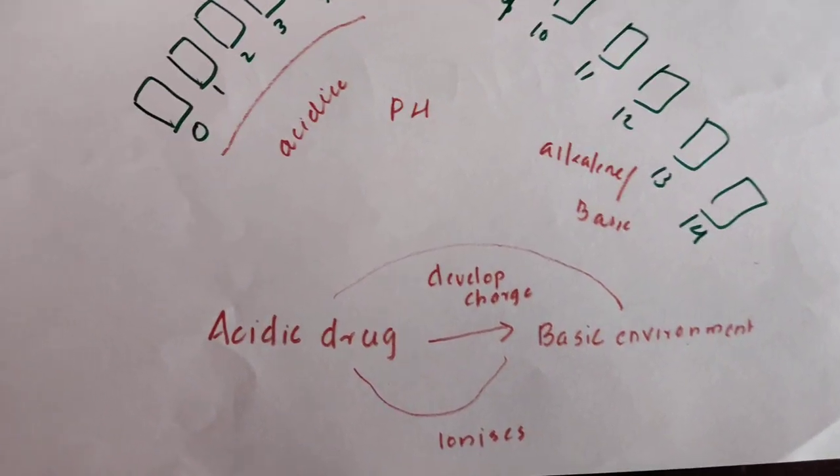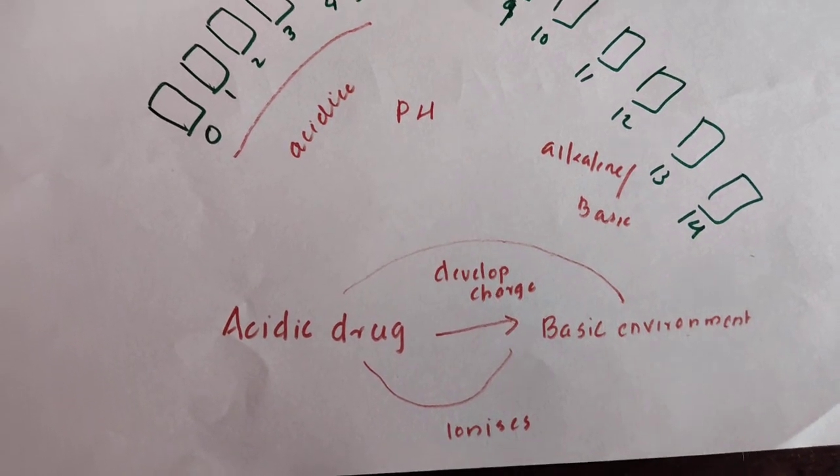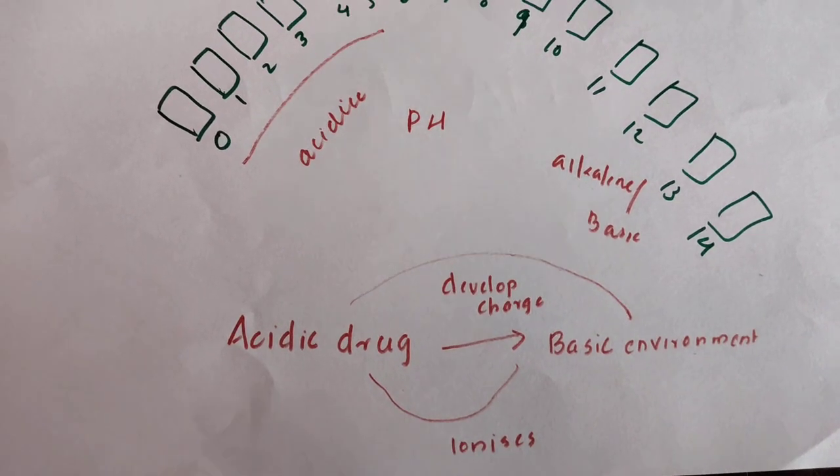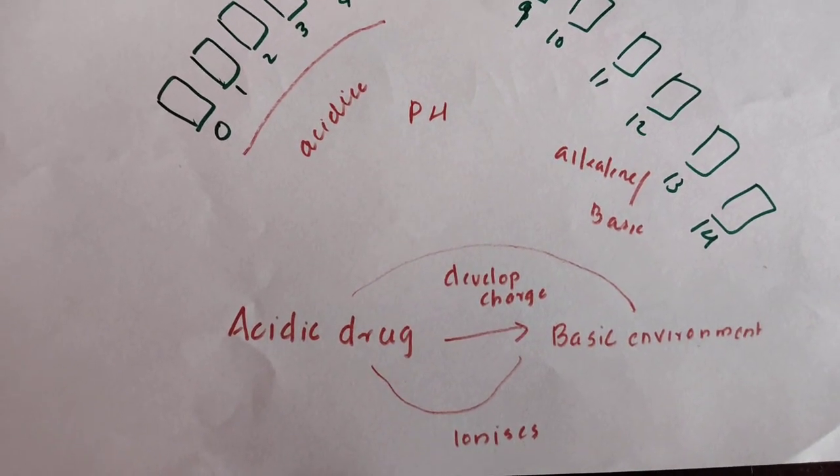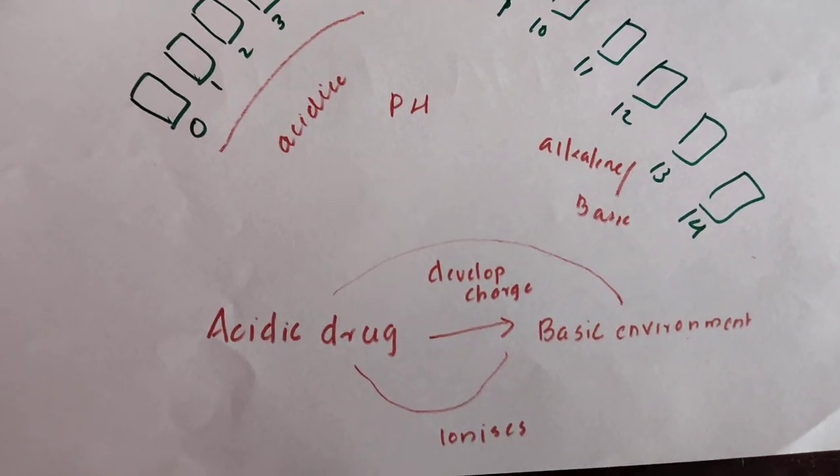Imagine that you consume an acidic drug which goes into a basic environment. In the basic environment, the acidic drug develops a charge and gets ionized. That is the concept of this.